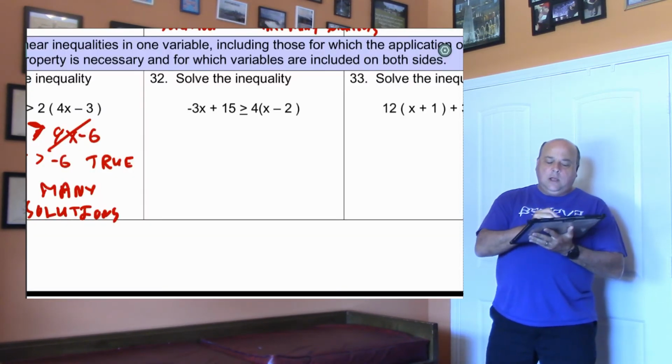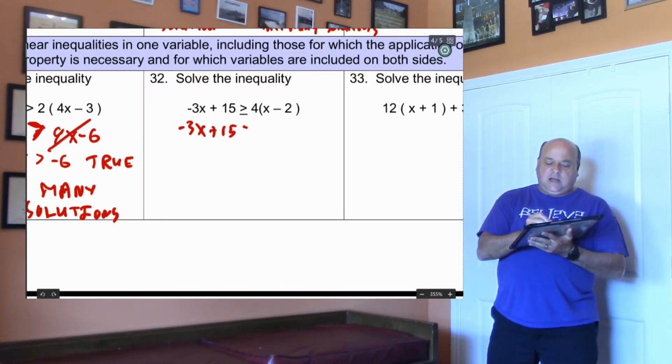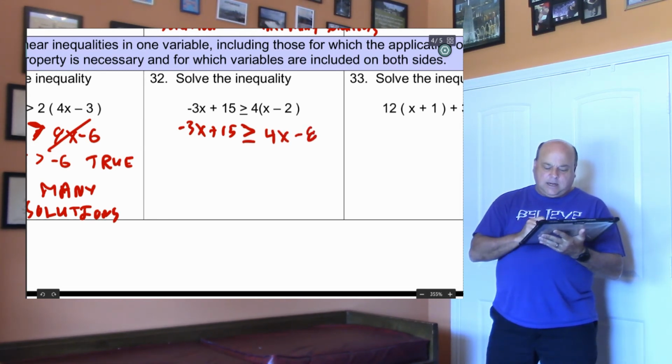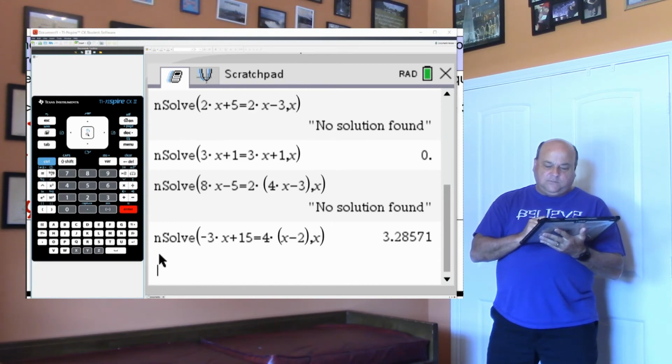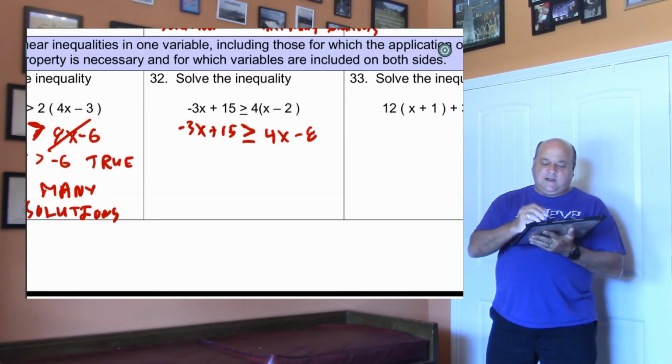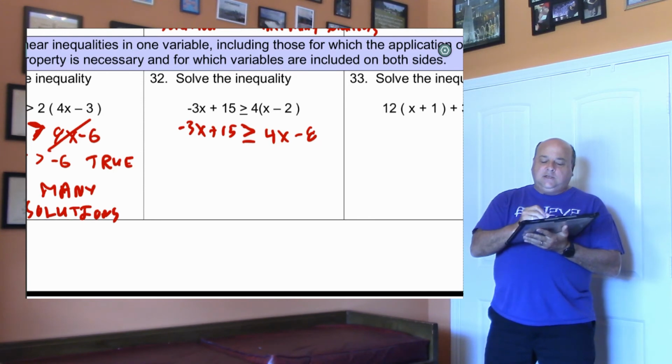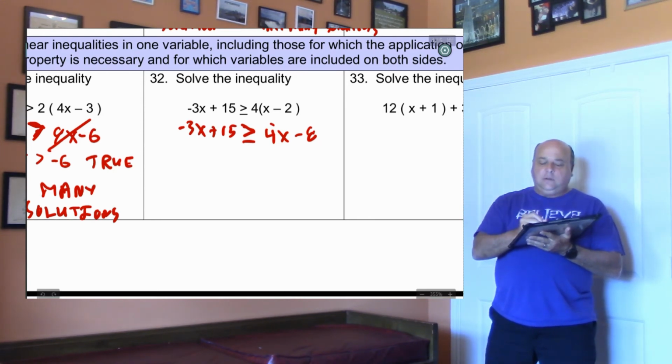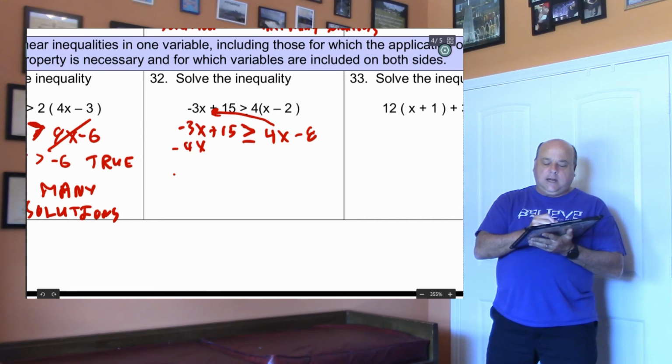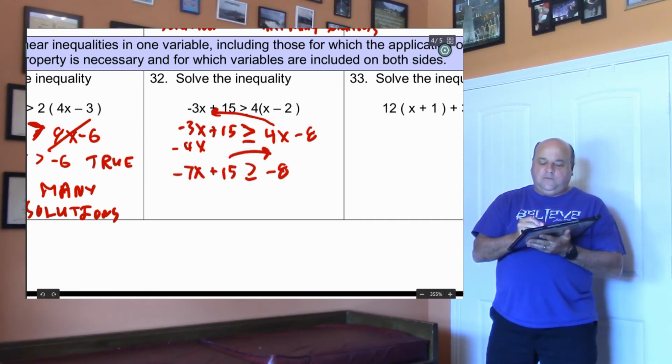So let's go over here. -3x plus 15 greater than or equal to 4x minus 8. Did I put that in right? -3x plus 15, and then 4 parentheses x minus 2. I put that in right. Let's find out what it is. I'm going to move the x to the left, and I get -7x plus 15 greater than or equal to -8. Then move that 15 over. So -7x greater than or equal to -23.